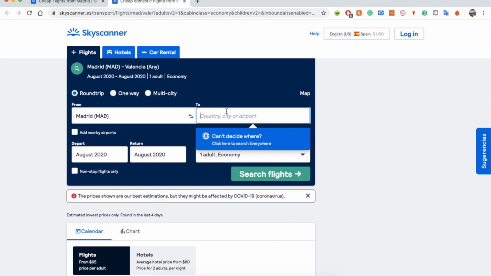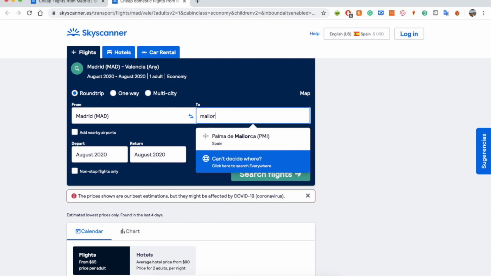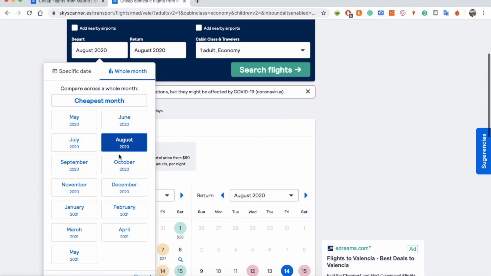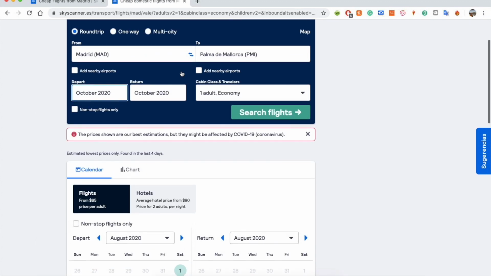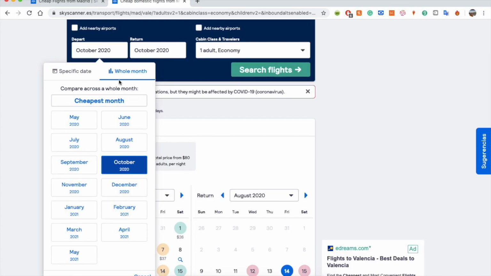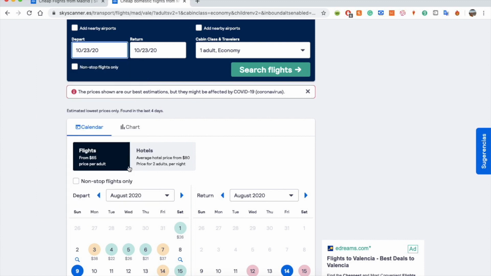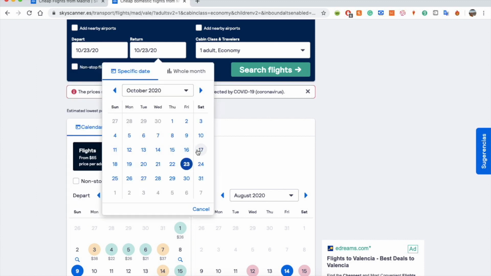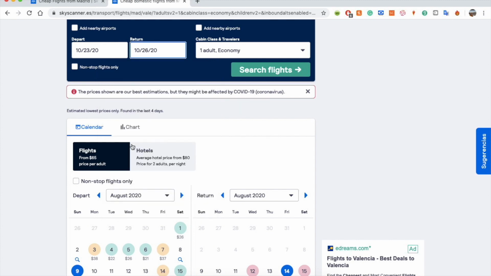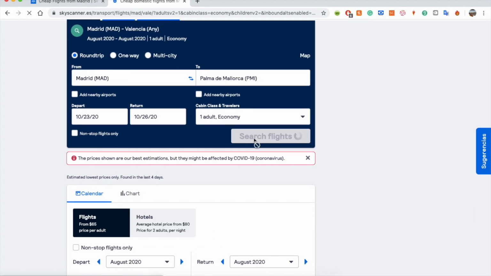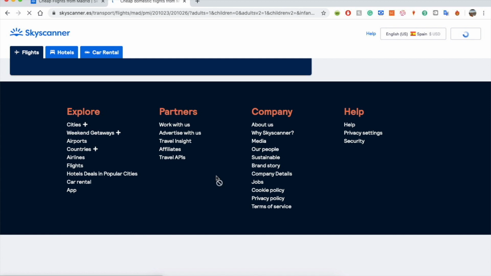So let's say Madrid to, I don't know, I want to go to Mallorca. And let's say I want to go in October. Oh, let's say I want to go on my birthday. So let's go specific date, 23rd, return. Oh, my birthday's on a Friday this year. Didn't know that. Okay, I'm going for the weekend to Mallorca. Maybe I should actually do this.